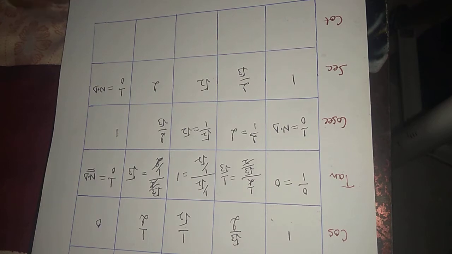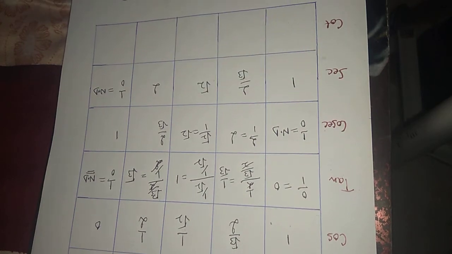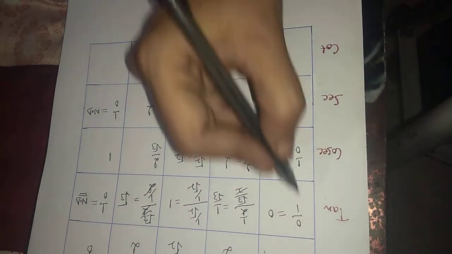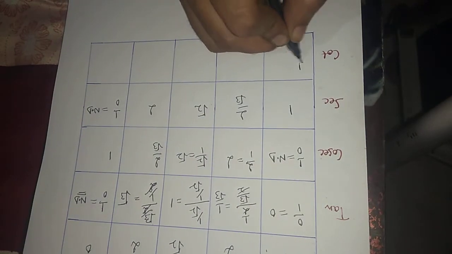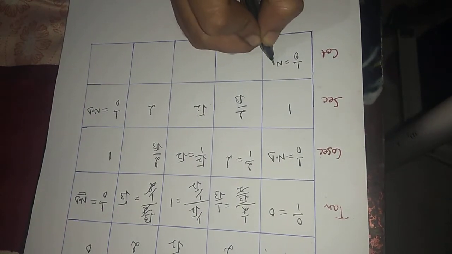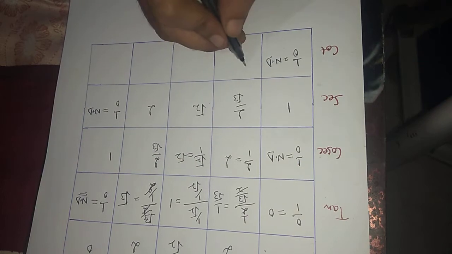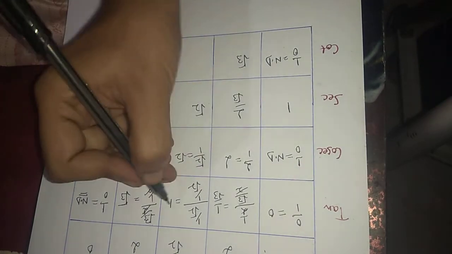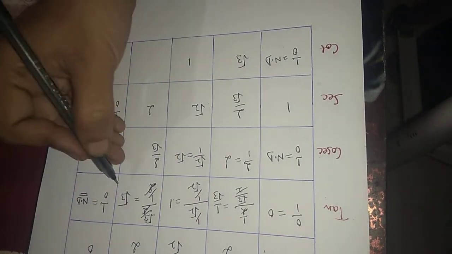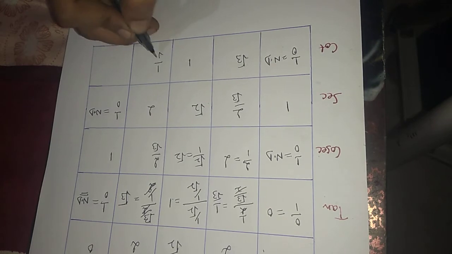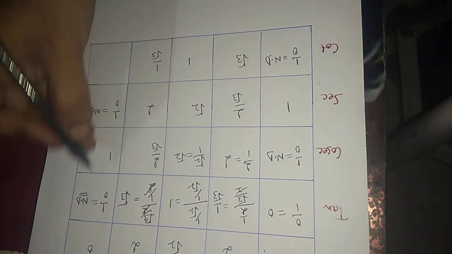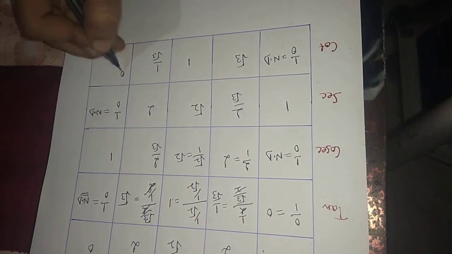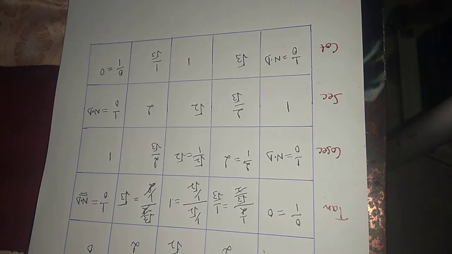In the same way, for cot, we have to take the reciprocals of tan. It is 0 upon 1, then it is 1 upon 0, which is not defined. Reciprocal of 1 by root 3, which is root 3. Reciprocal of 1 is 1. Reciprocal of root 3, 1 upon root 3. And tan 90 is 1 upon 0, so cot 90 is 0 upon 1, which is 0.